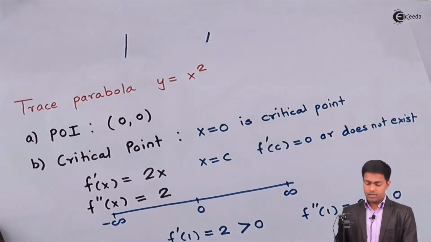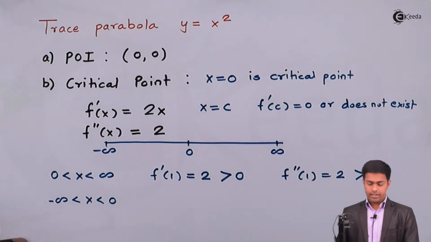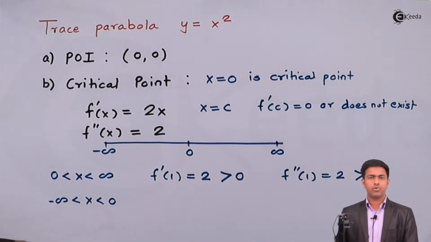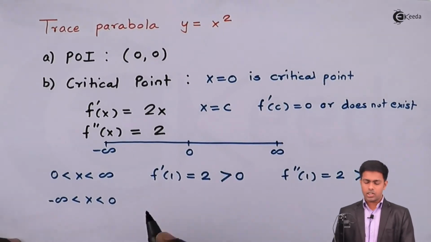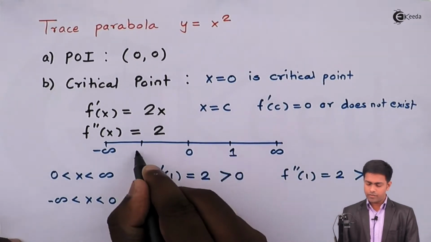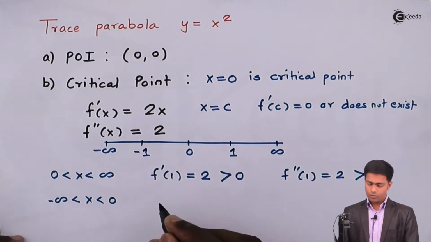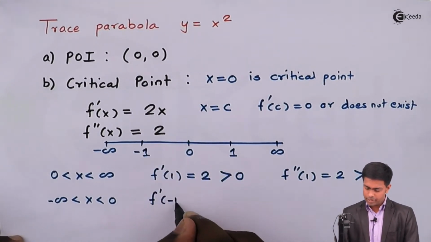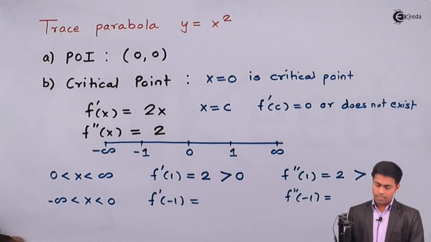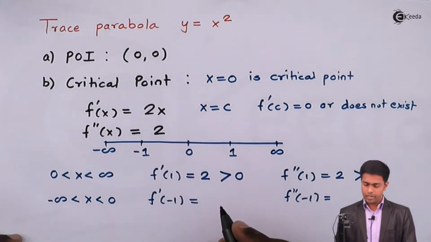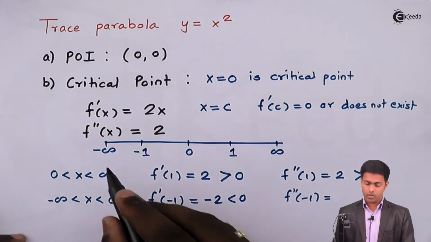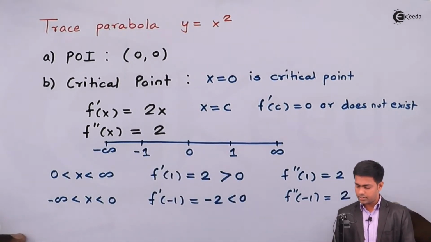Now let's find out the nature or the shape of the curve between minus infinity and 0, and for that we have to consider another point. Here I considered the point as 1, so here we'll consider negative 1. So we'll find f dash of negative 1 and f double dash of negative 1. f dash of minus 1 will give us minus 2, which is less than 0, and f double dash of minus 1 will give us 2 only, which is greater than 0.